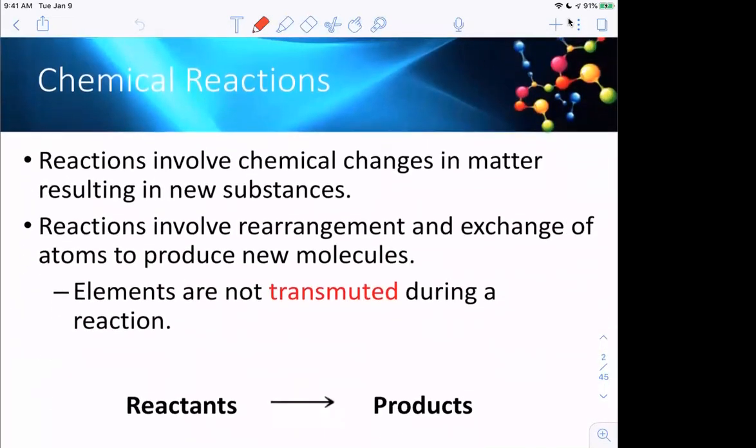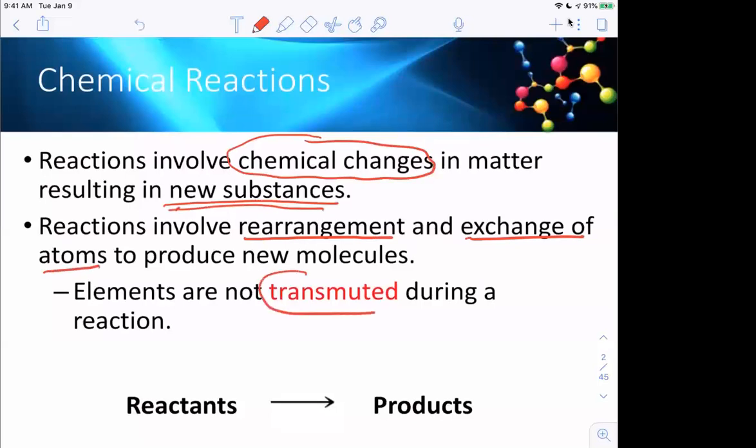So in a chemical reaction, we have chemical changes in matter, which result in new substances. If you recall, chemical changes indicated that the chemical identity of the substance that was undergoing the change changed and resulted in a new substance. So reactions involve the rearrangement and exchange of atoms in order to produce new molecules.